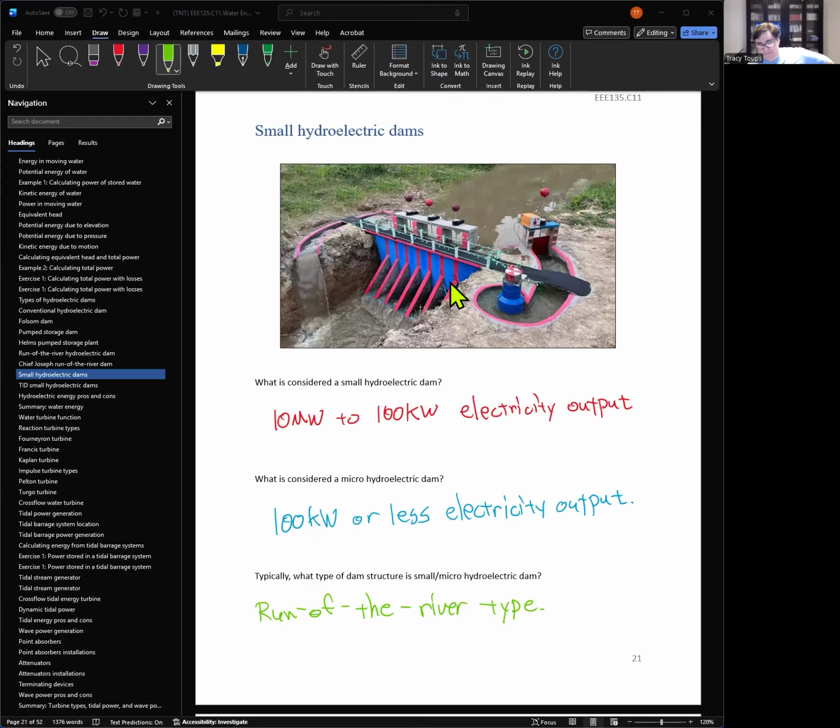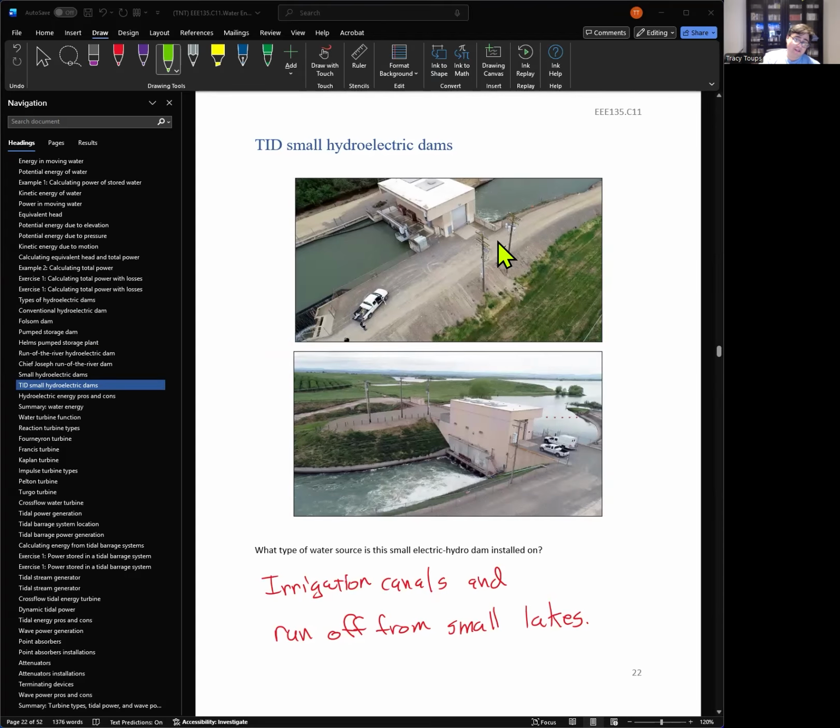So what's a real life example of this? Where I work at TID, we do have small hydroelectric dams. This is what they look like. So just look at the truck in comparison. I mean, this isn't that big, right? Maybe 2 or 3 trucks length, and that's the size of the whole entire dam. This one's a little bit bigger down here, but still, look at the truck. It's not that big compared to a huge dam. You could probably put 50 trucks in a line for what Folsom Dam looks like.